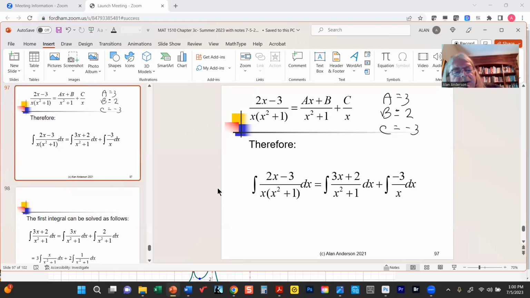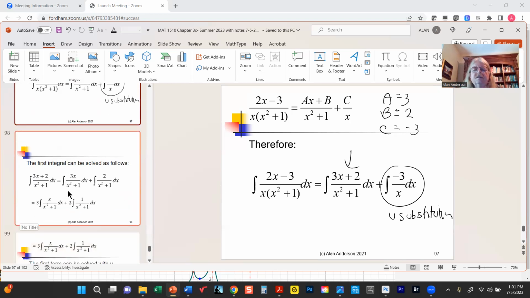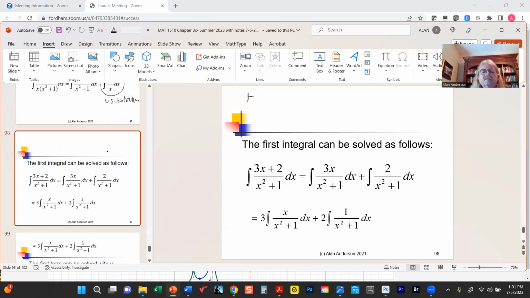Now, this is not going to be as straightforward maybe as it looks. We can't just do simple u substitution. The first expression, this one, needs a little work. This one is fine. We can use u substitution. So let's take a look at this one. 3x plus 2 over x squared plus 1.